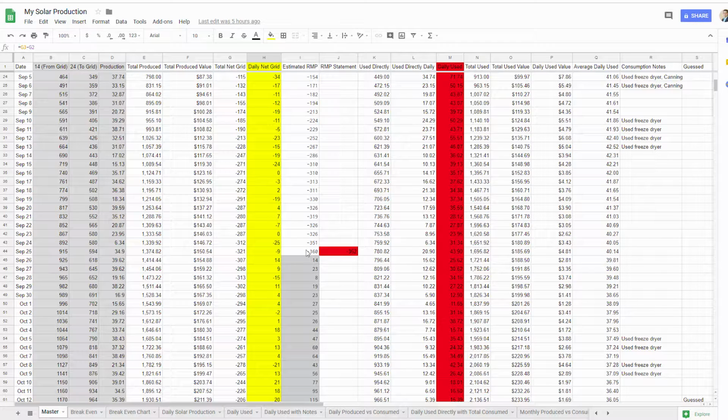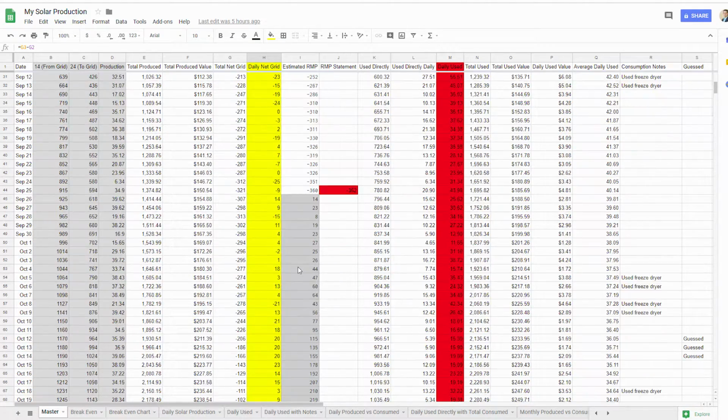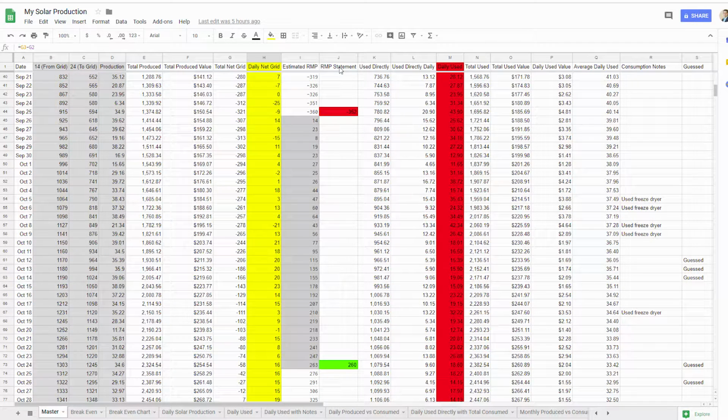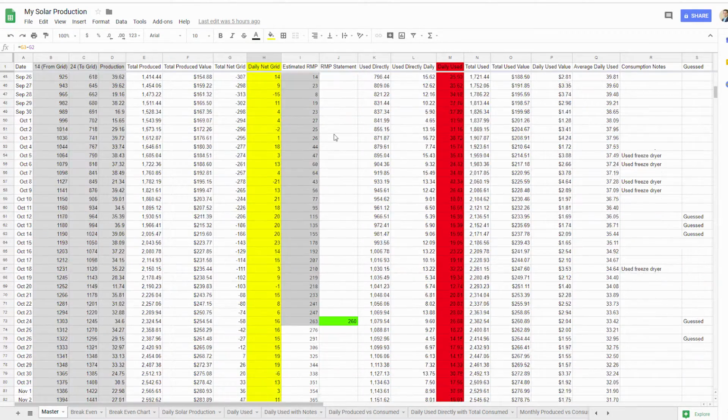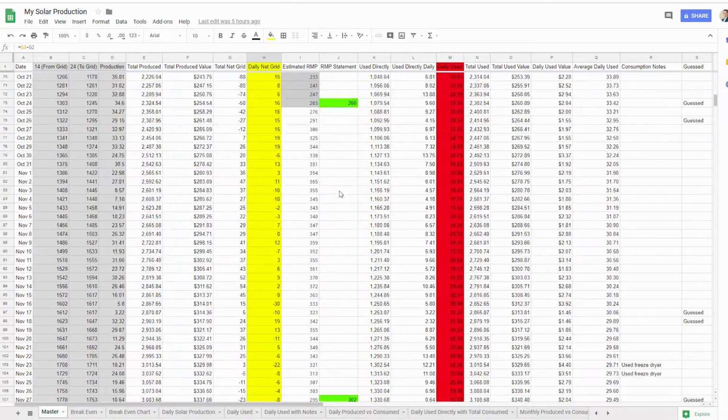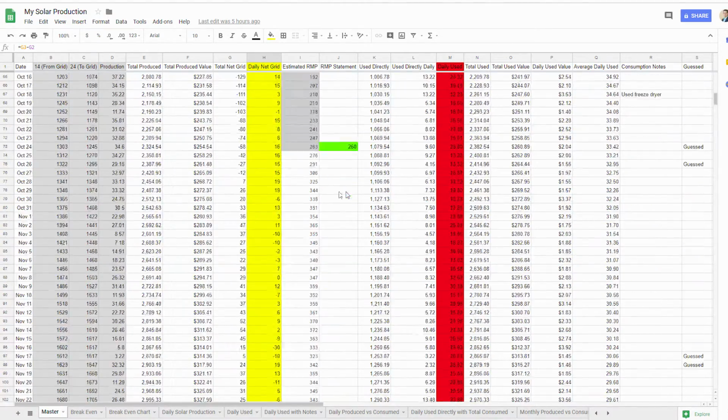Every day, so that explains the slight discrepancy for every month. But I'm really pretty close. I mean, you can see down here 263 versus 260. So that RMP statement column, that's when I actually get my power bill every month. I input my balance that they have on record there, so I can see how close and accurate I am.